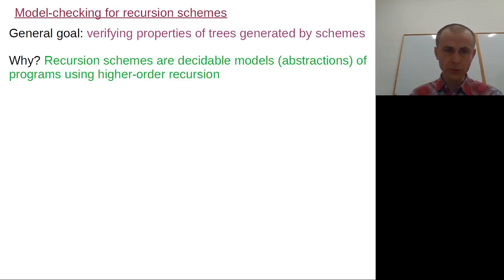Now, what do we want to do? The general goal in this kind of research is that we want to verify properties algorithmically, properties of trees generated by recursion schemes. Why do we do that? Recursion schemes are models of programs using higher order recursion. So we have some programs and we want to check some properties of them. For programs in general, it's undecidable, but we can model such a program using a recursion scheme, and then some problems become decidable. We can solve them.